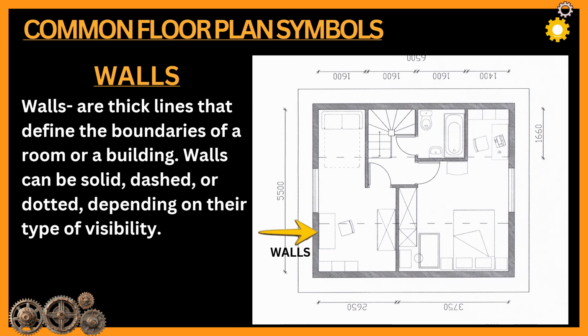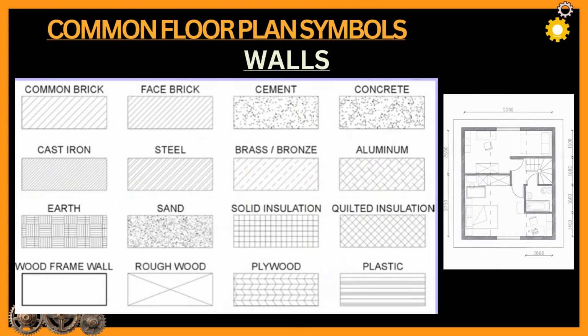Walls. Walls are thick lines that define the boundaries of a room or a building. Walls can be solid, dashed, or dotted, depending on their type of visibility. Here are the different symbols for walls, depending on the materials being used.